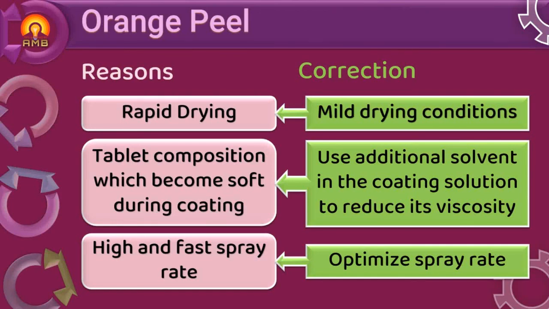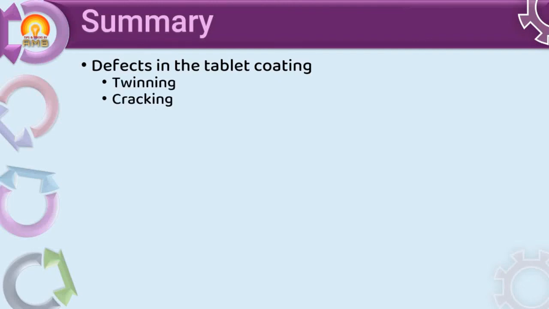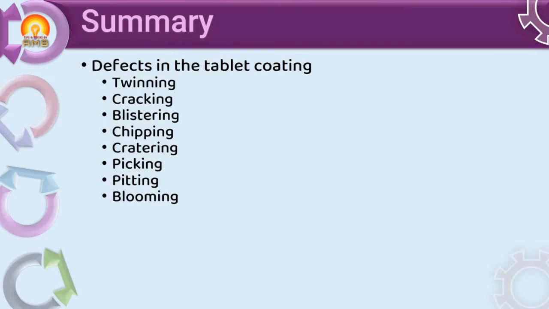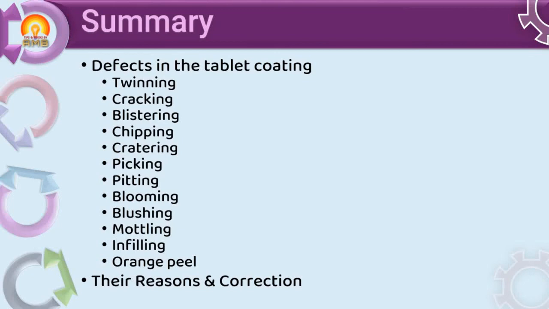Now it's time to summarize this session. In this session, we had discussed various defects of coating of tablets like twinning, cracking, blistering, chipping, cratering, picking, pitting, blooming, blushing, mottling, infilling, and orange peel. We discussed their definitions, reasons behind their occurrence, and remedial measures to correct these defects.